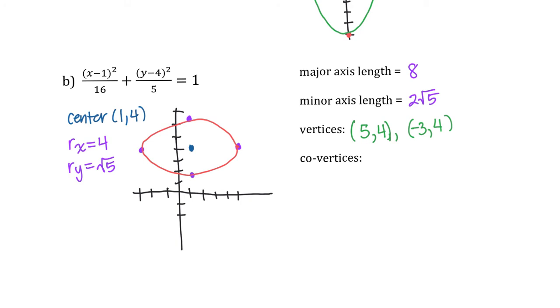Okay, for the co-vertices, it's the endpoints of the minor axis, so this one and this one. The x-coordinate's 1. Let's see, the center is at 1, 4, so the y here is 4. In the y direction, I went up root 5. Okay, and then for the other one, I started from the center and I went down square root 5. So those are going to be the exact coordinates of my co-vertices.